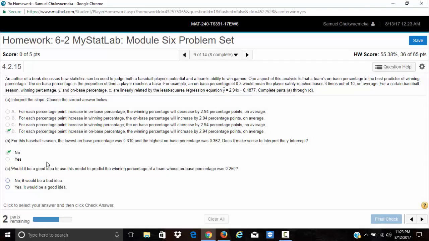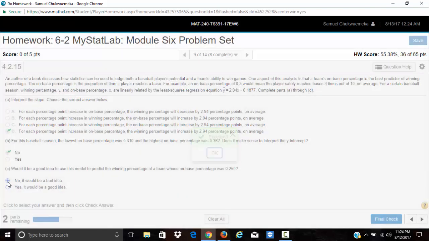C, would it be a good idea to use this model to predict the winning percentage of a team whose on-base percentage was 0.250? Again, 0.250 is not in between. You use the least squares regression equation to predict y for those x values that are in between the data set for the x. So 0.250 is less than 0.310. When x is 0.250, no, it's a bad idea to do that.